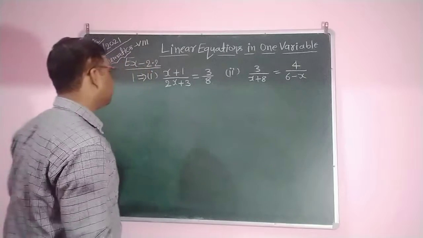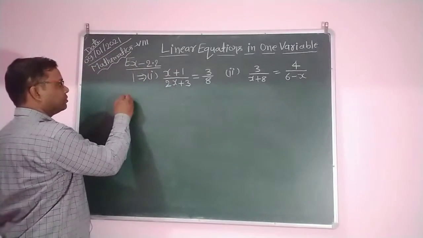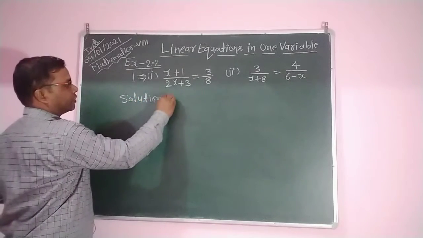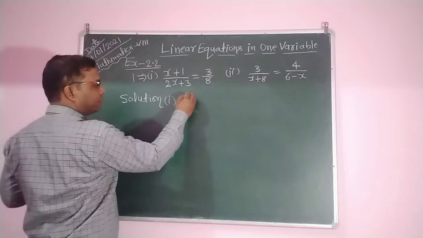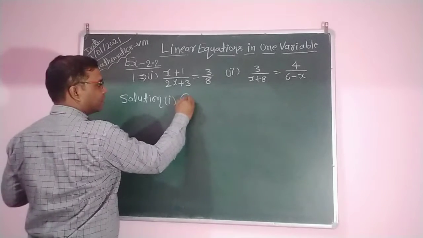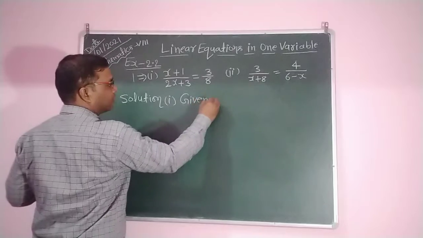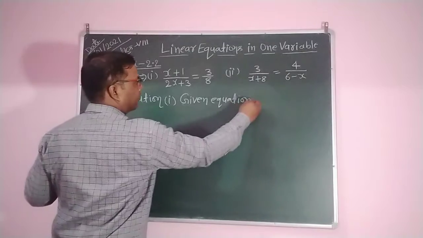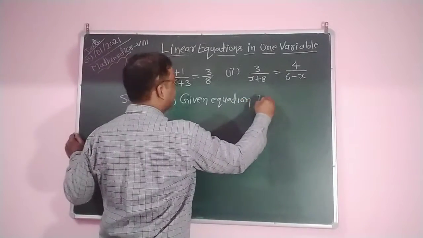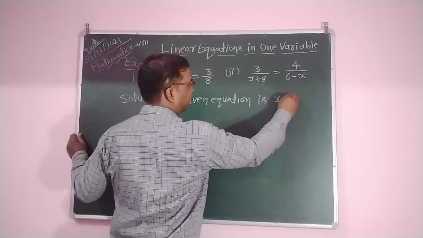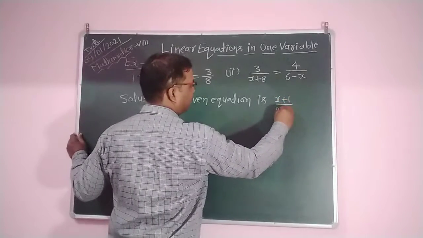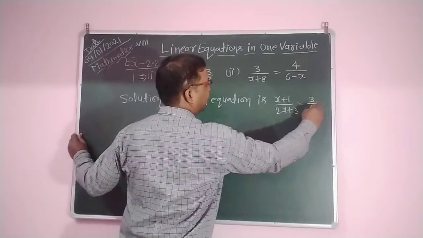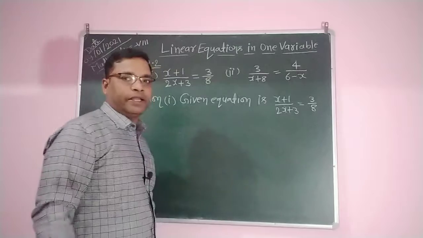First, here is the solution of question number one. Here you write the given equation is (x + 1)/(2x + 3) = 3/8. This is the given equation.